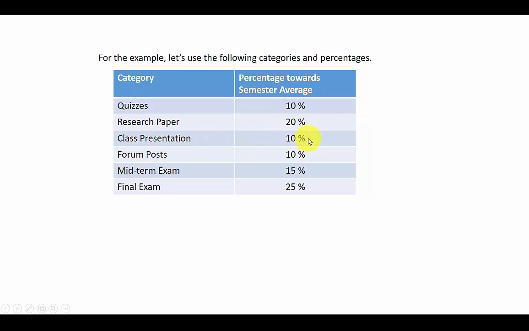The research paper will count 20% of the semester average. The class presentation will count 10%, the forum post 10%, giving a little more weight to my midterm exam here at 15%, and my final exam, I really want to count it and make it valuable so the student won't just goof off at the end of the semester. I'm counting it 25% of their grade.